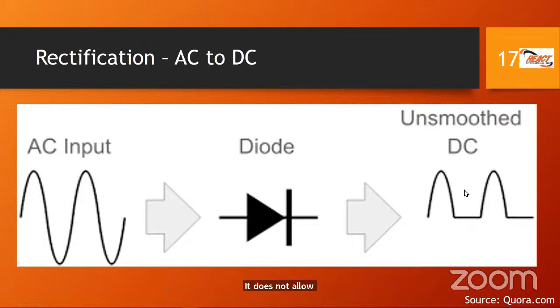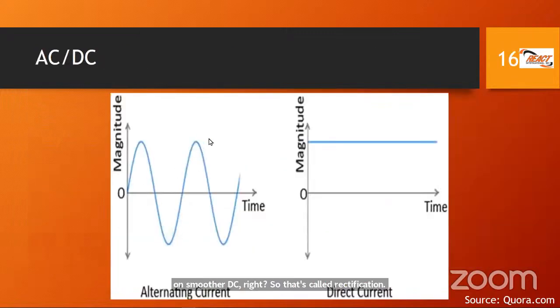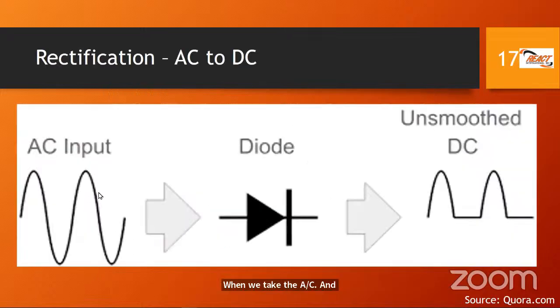But notice it's still pulsing. It looks AC-ish, right? So it's still pulsing DC, or unsmoothed DC. That's called rectification. When we take the AC and want to move it to DC, the first step is rectification. We get rid of the negative side of it and we only have the positive side. We use a diode to achieve that.